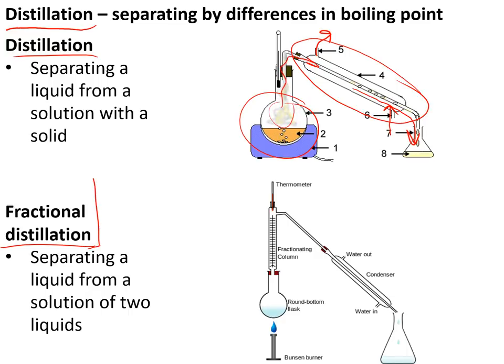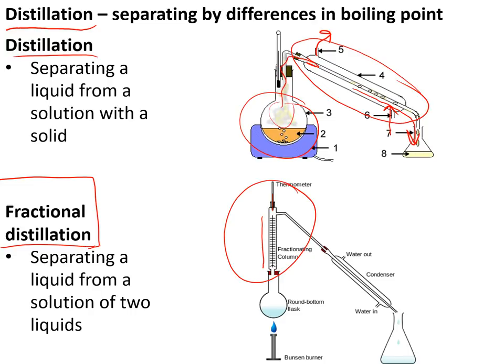Fractional distillation is used to separate mixtures of two different liquids together. So for example, let's imagine you had a mixture of ethanol and water. This would allow you to collect one pot of ethanol and one pot of water. And it has the same basic setup as simple distillation, with the addition of a fractionating column. And the fractionating column, what it does is it allows for a sort of better temperature gradient, so it makes sure that you get a better separation between these two different liquids.